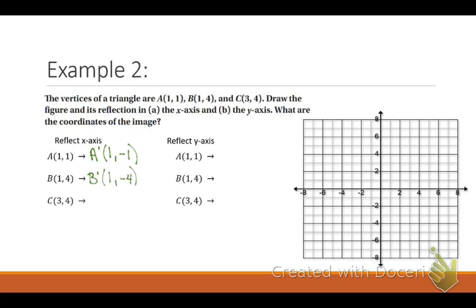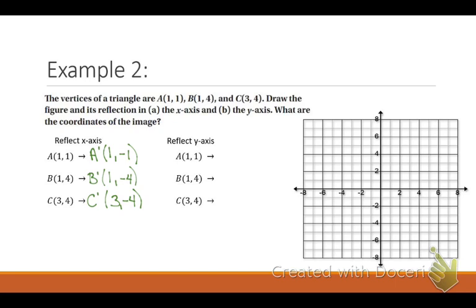C prime is 3, -4. Perfect. So now that I have my original coordinates that were given to me and my new coordinates for my first reflection, let's go over to our graph and graph the original three coordinates. Here's a perk for both reflections being with the same ordered pairs: you only have to draw one original one. Okay?